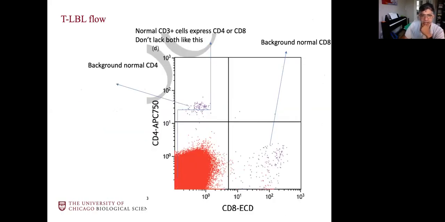And again, normal CD3 T cells will express either CD4 or CD8. Now this T lymphoblastic population is negative for both CD4 and CD8, as you can see over here. This is your normal CD4 T cells over here in the background. These are your normal CD8 T cells in the background. So when you see this compare and contrast on the same plots, that's very useful to know that you have an abnormal population right there.